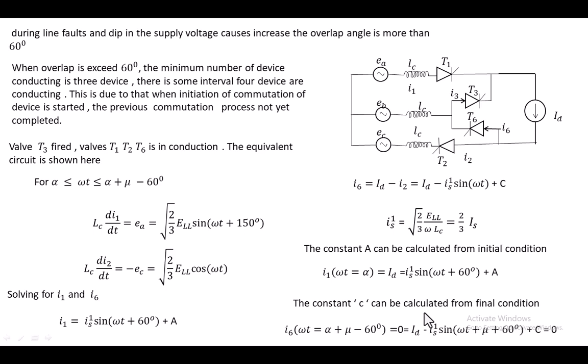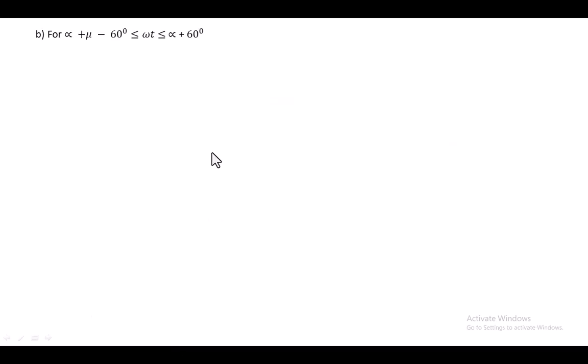The final boundary condition occurs at omega t equals alpha plus mu minus 60 degrees, where the I6 current is 0. So we get ID minus IS1 sin of omega t plus mu plus 60 plus C equals 0. If we solve this equation and the previous equation, we get the values for A and C. These are the equations for I1, I2, I6 when the 4 devices are conducting. 3 devices are conducting when omega t is greater than alpha plus mu minus 60 degrees and less than alpha plus 60 degrees.